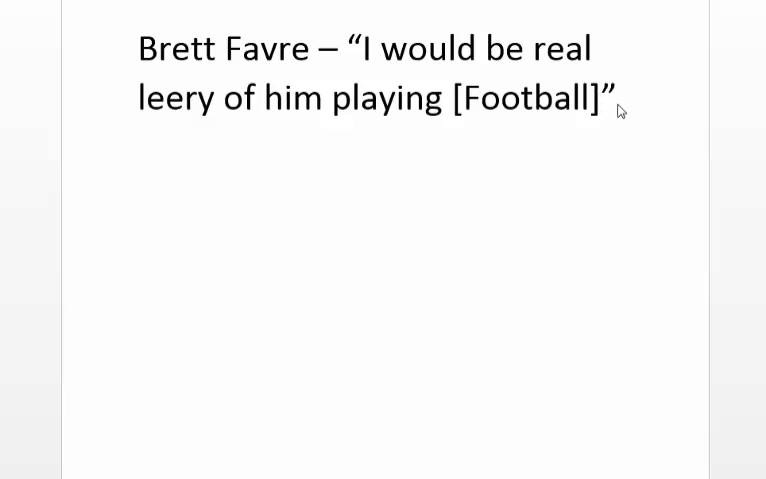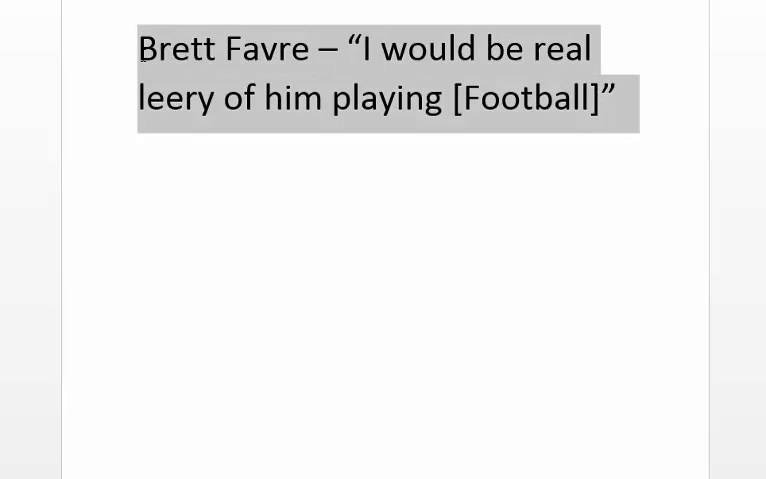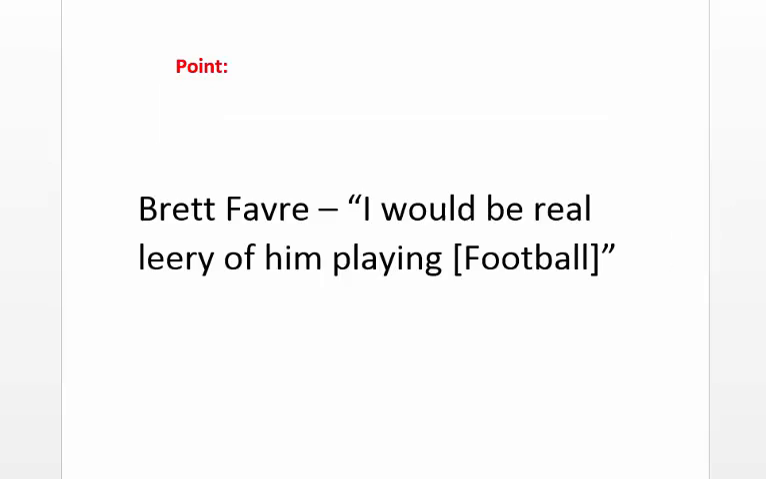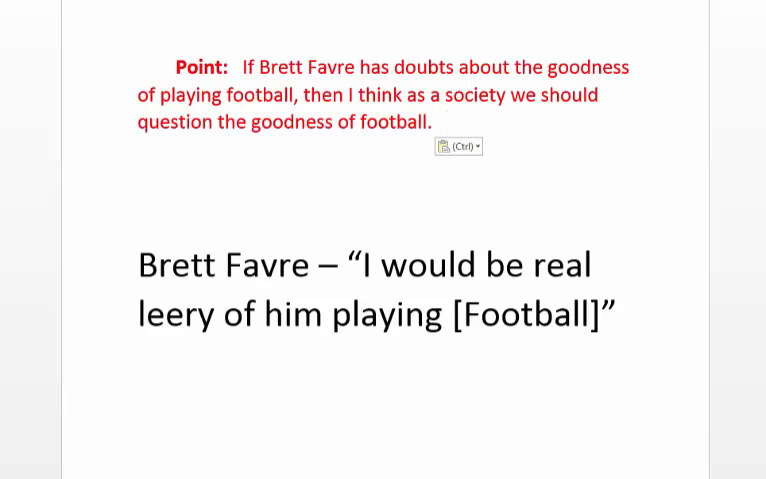Now let's see how I could take something like this quote and turn it into an actual paragraph using PIES. Well, the first thing is I'd have to think of a point I want to make that would use this quote. And this is the point I thought of just off the top of my head. If Brett Favre has doubts about the goodness of playing football, then I think as a society we should question the goodness of football. So there's my point clearly stated.